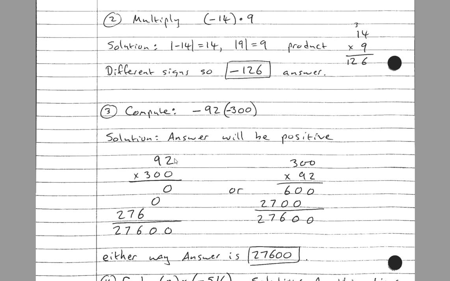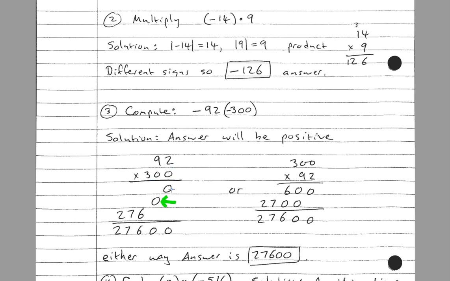So, 92 times 300. This is one way to do it. Multiply by the 0 first. So 0 times 2, 0 times 9, 0 times anything is 0. Multiply by this 0 in the tens column. We're still getting 0, but now the 0 goes here. And here multiply by 3 in the hundreds column.